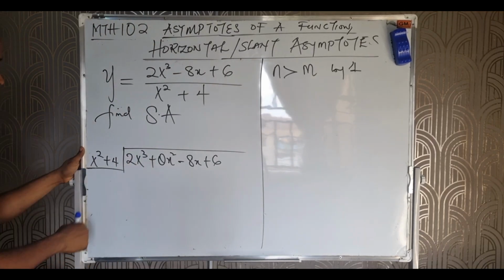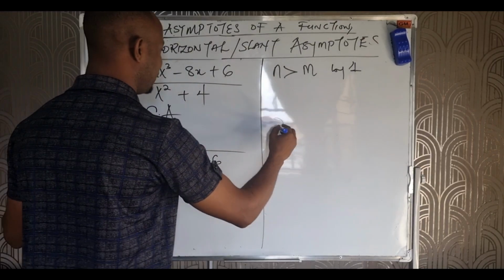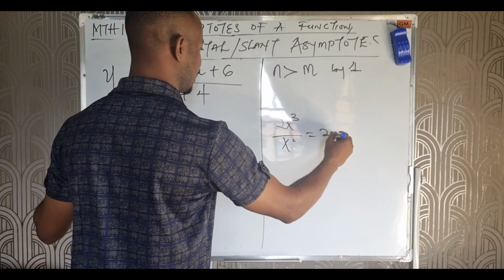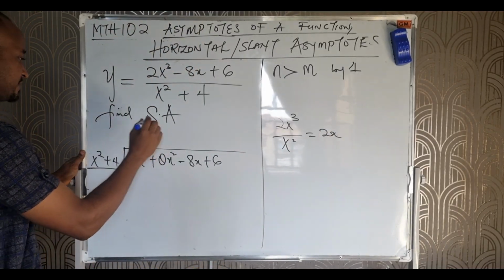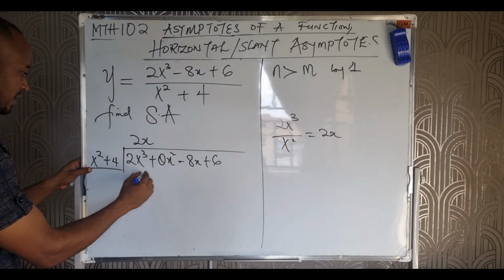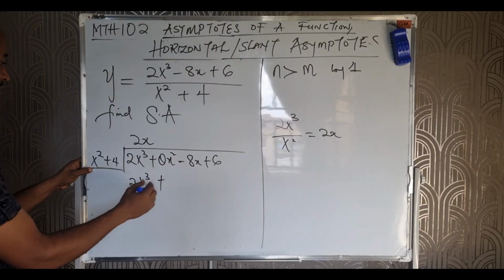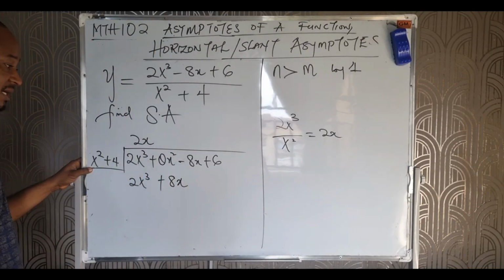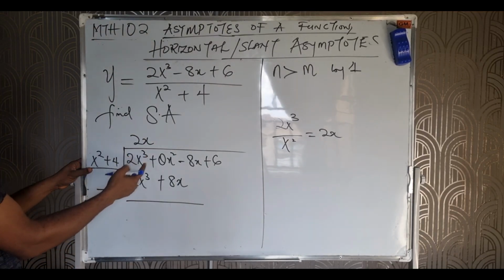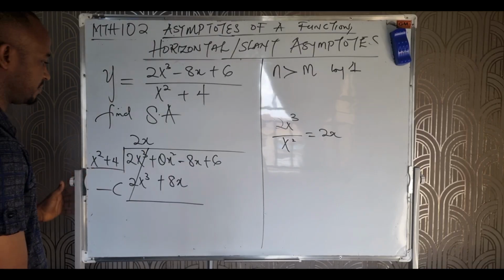Let's divide 2s cubed by s squared. When you divide 2s cubed by s squared, that will give us 2s. So here we have 2s. Multiply 2s by s squared, that will give us 2s cubed. Multiply 2s by 4, that will give us 8s. Is that clear? So what do we do here? We subtract. When we subtract 2s cubed minus 2s cubed, they cancel out. Okay, so let's proceed.